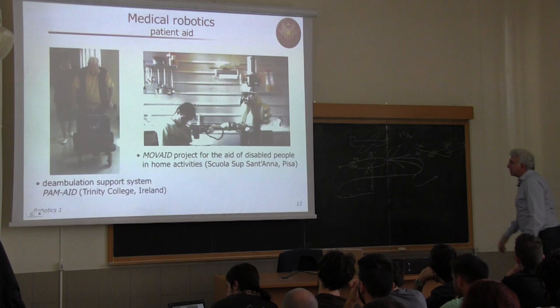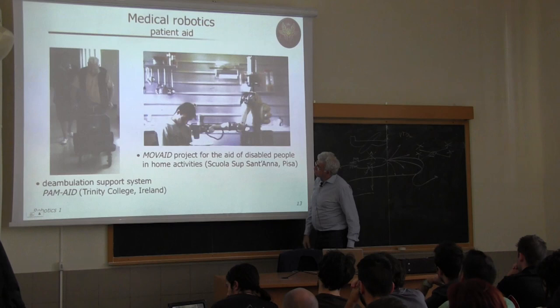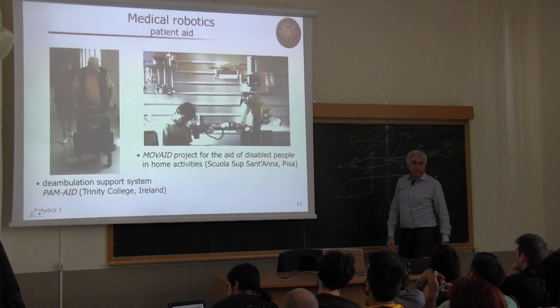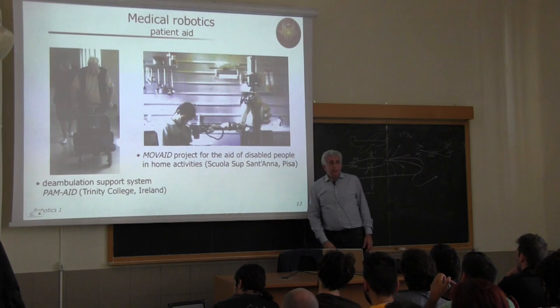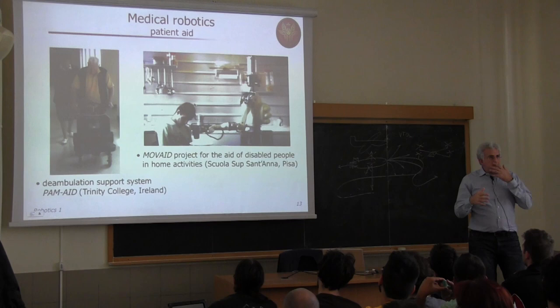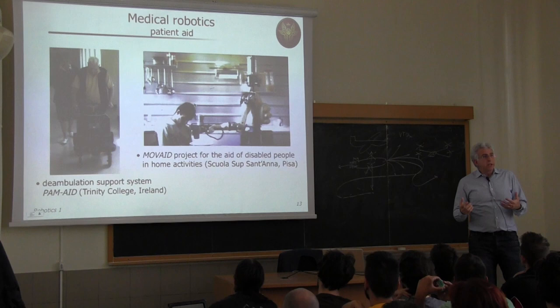This is much more complex. This is a European project headed by the Scuola Superiore Sant'Anna in Pisa some years ago now, called MoveAid. And the idea is to develop an intelligent housing, in particular a kitchen, and a robot in this kitchen that could perform operations for disabled people.